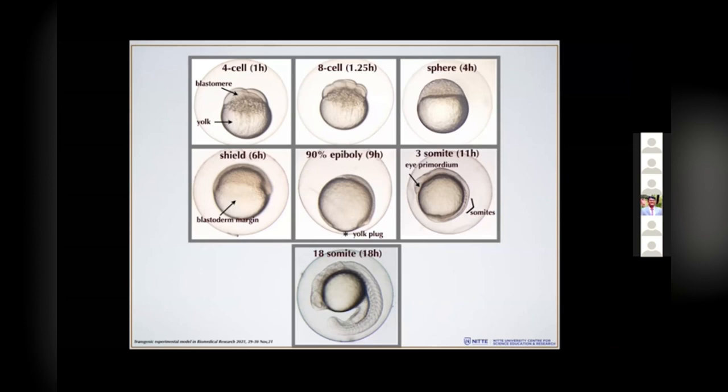And 18 somite is almost a miniature adult, and this is about 18 hours. These are important landmarks that we generally observe when we look at certain teratogenic effects. Next slide, Akshay.